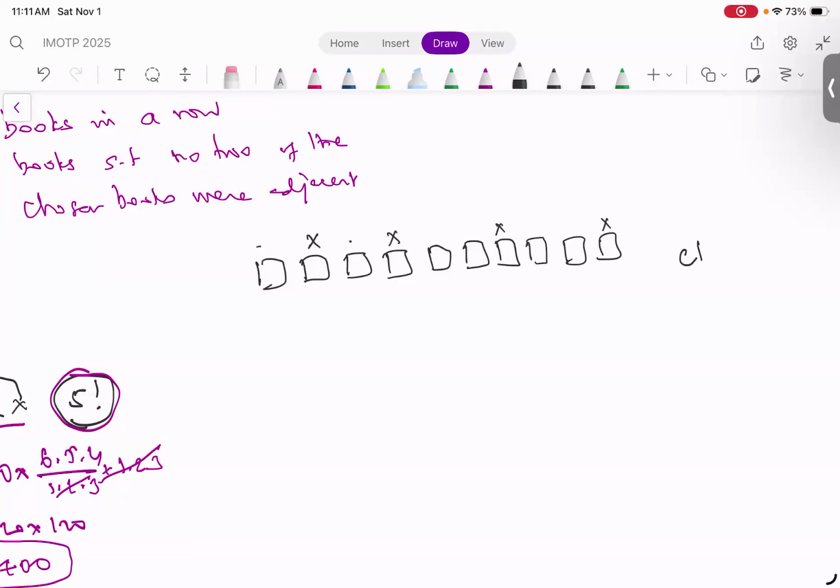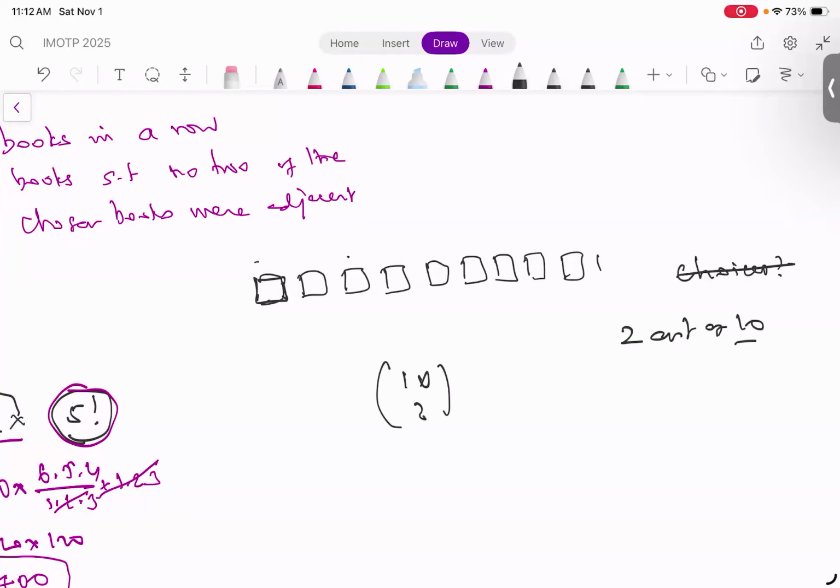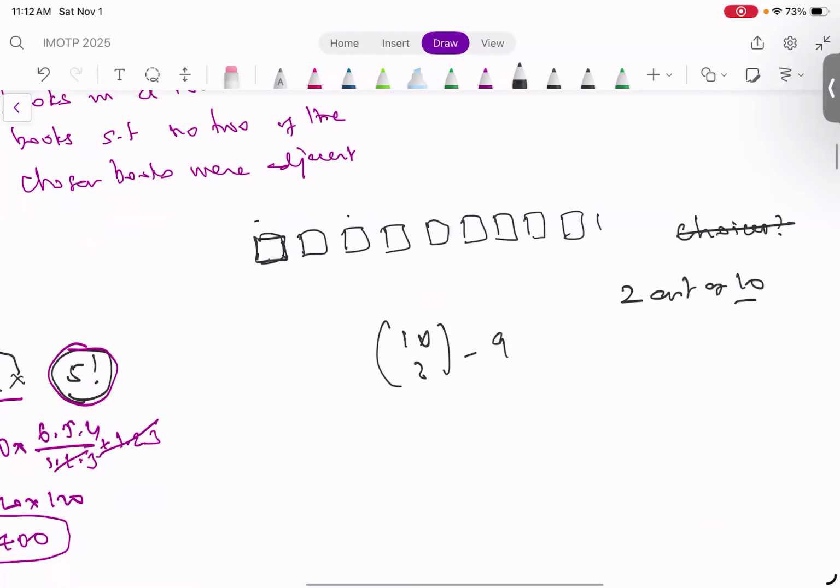That way, how many choices will I have? I want to choose 4 out of 10. But suppose instead I have 2 out of 10. It is 10 choose 2, where I want to choose 2 books which are not adjacent. So 10 choose 2 minus 9, because there are only 9 pairs of adjacent books.